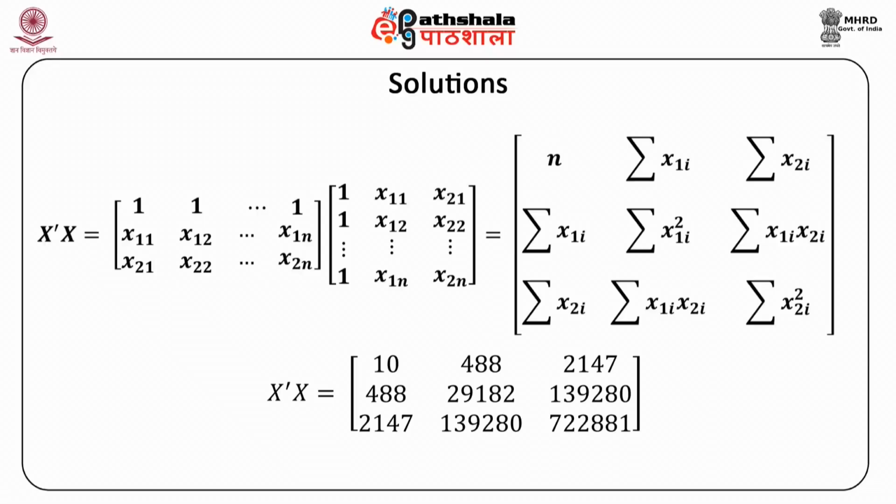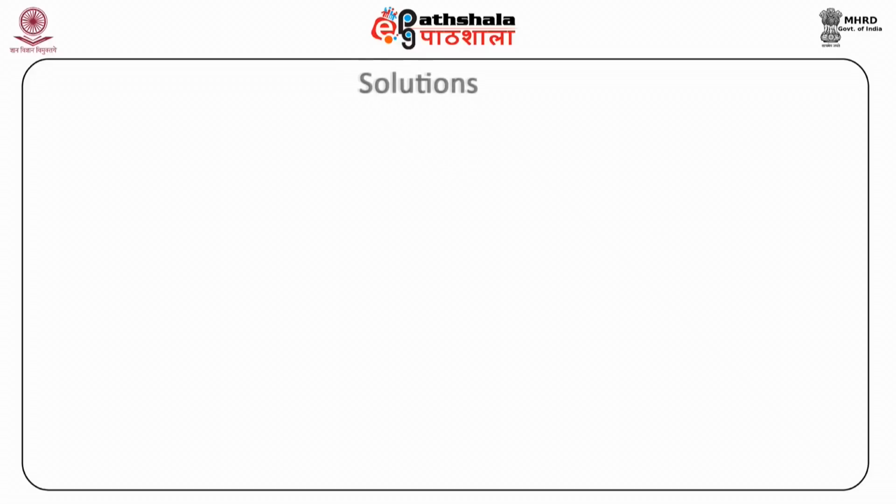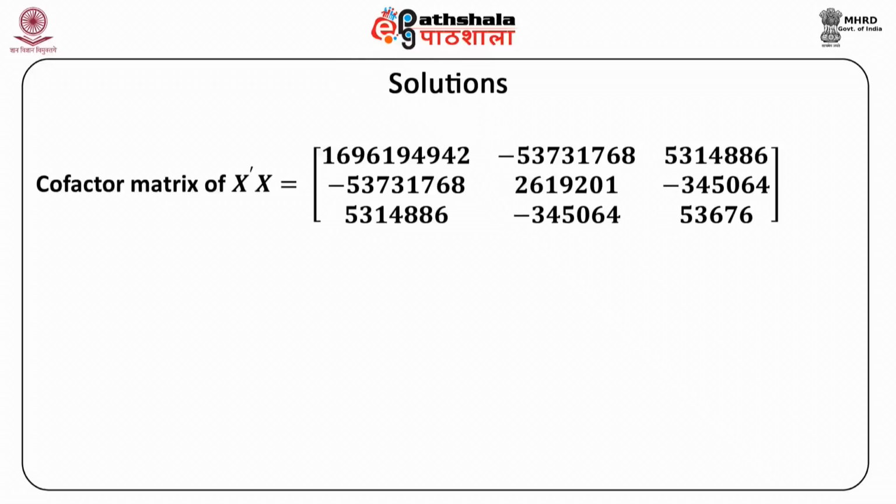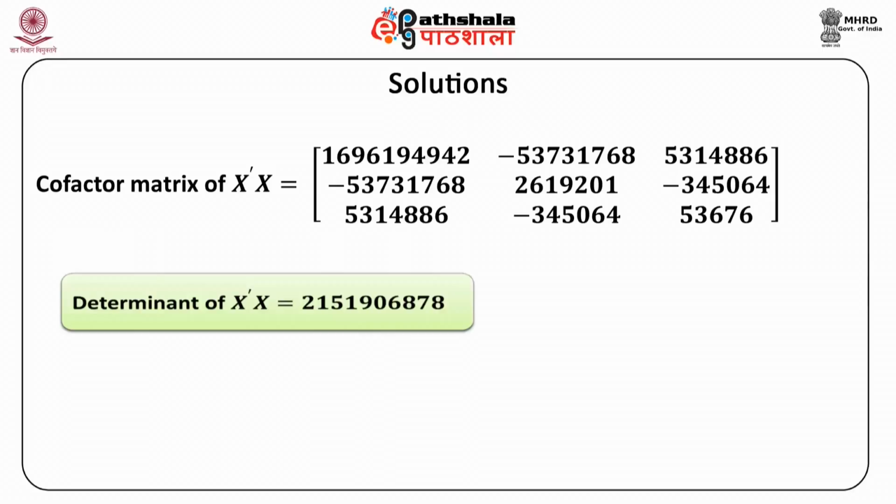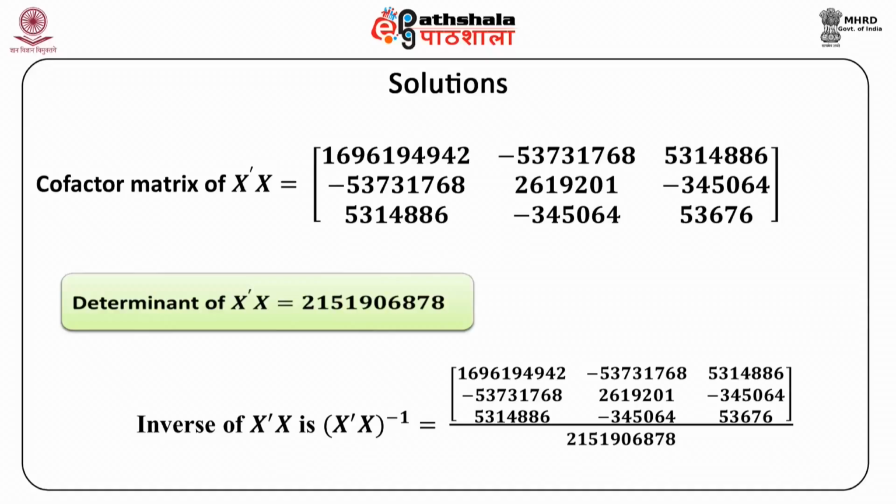Similarly, we have the substitution of these values, and we get the X prime X matrix, with elements starting from the first cell value of 10 to the last cell value of 722,881. Here you can see how we have also calculated the cofactor matrix of X prime X inverse. It is before you. We have the determinant of X prime X, which is equal to 21519068878. Using these together, we have calculated the inverse of X prime X.